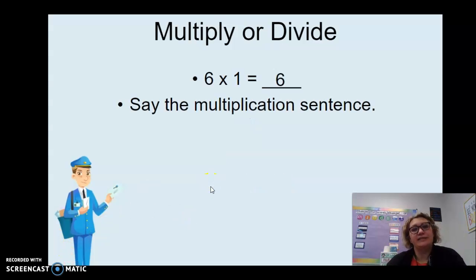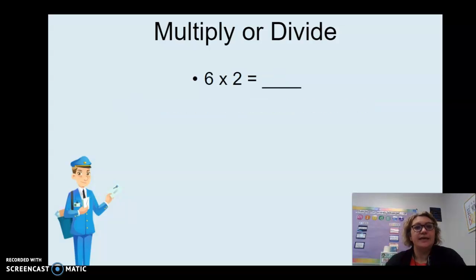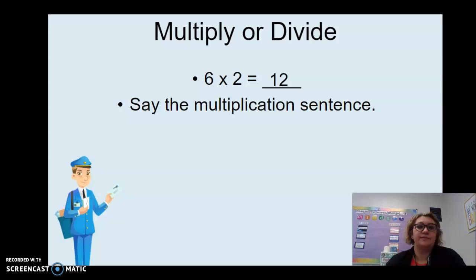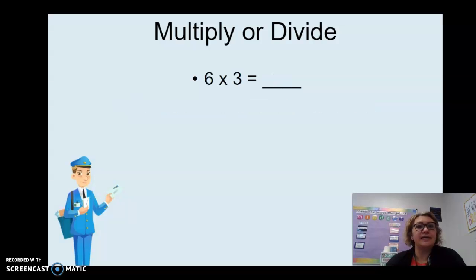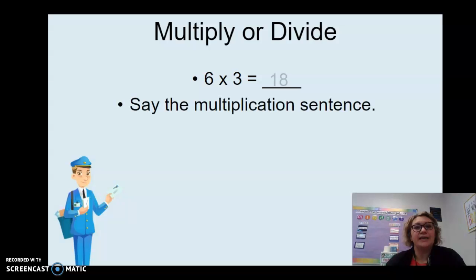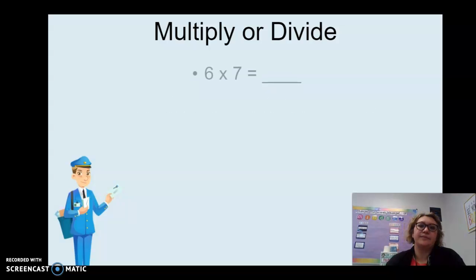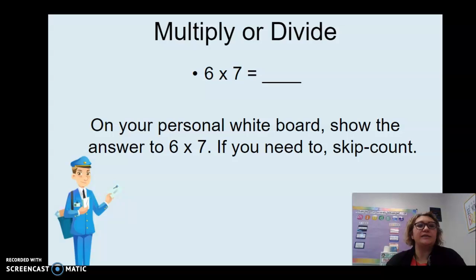Say the multiplication sentence. 6 times 1 equals 6. There it is. 6 times 2. Think. It's the answer. 6 times 2 equals 12. Okay, 6 times 3. Think. 6 times 3 equals 18. 6 times 7, ooh, tricky, think. 6 times 7 equals 42.